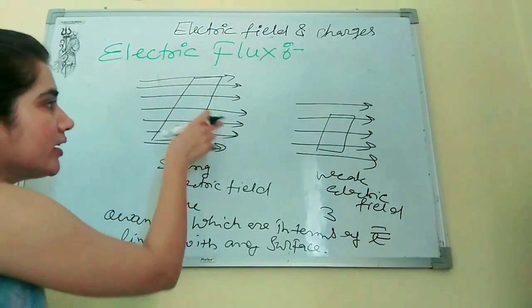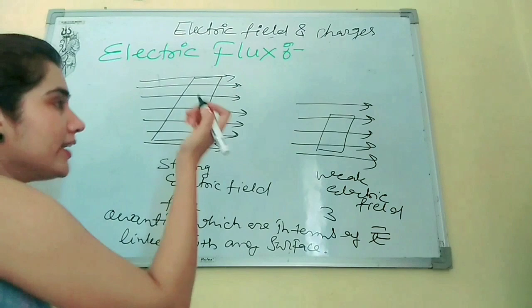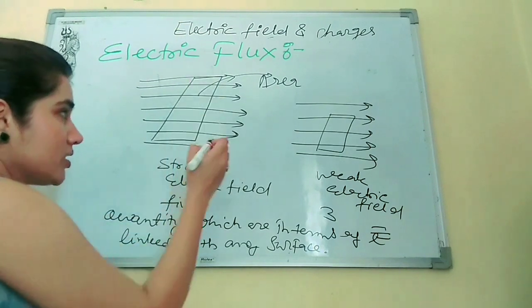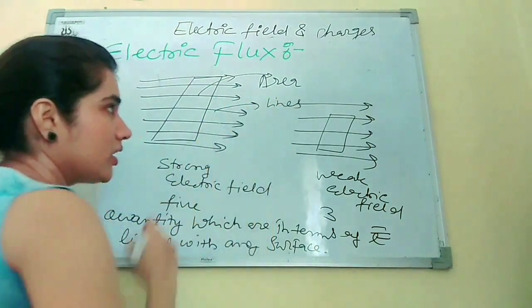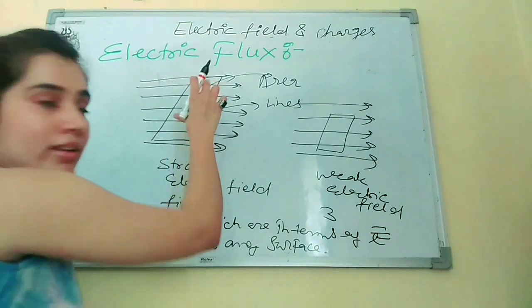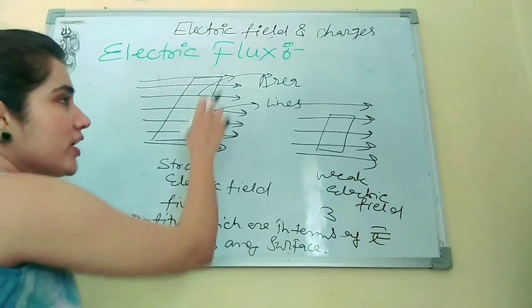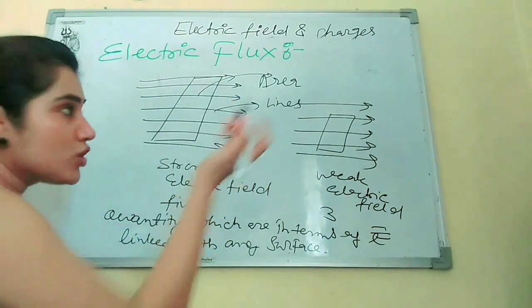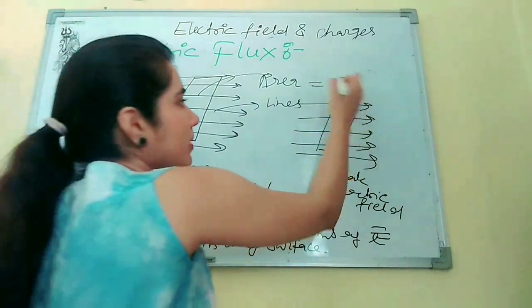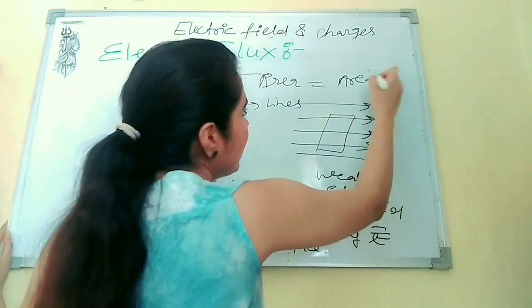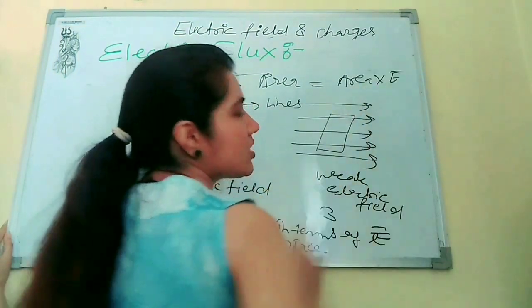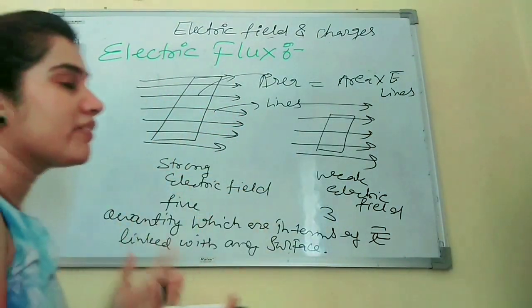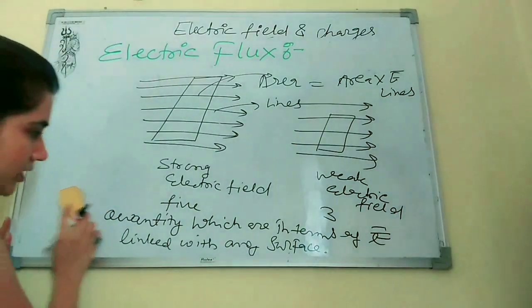So this particular surface has area, and these are the electric field lines. This particular surface is working as a basket, and these lines are working as bananas. So what we have done, we simply multiply area with the electric field lines. So in other language, what we can say, I'm just writing it.